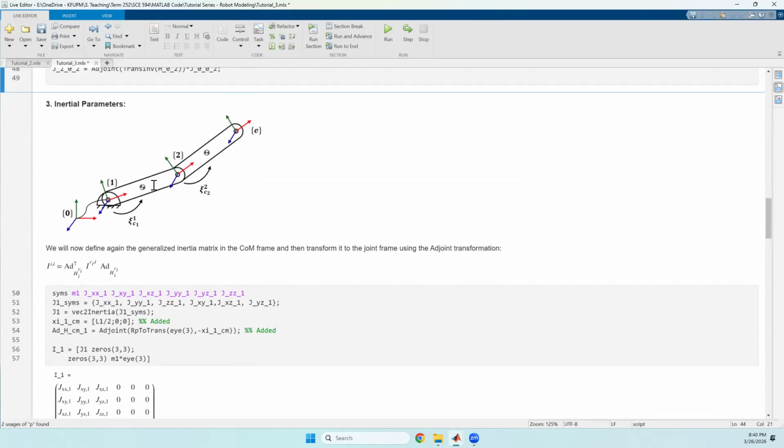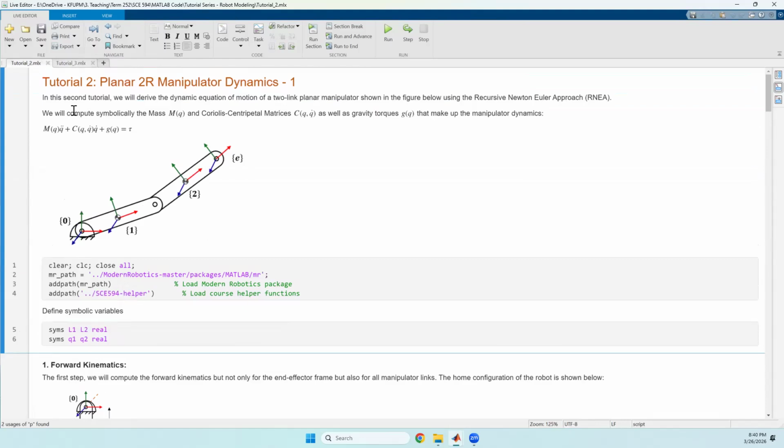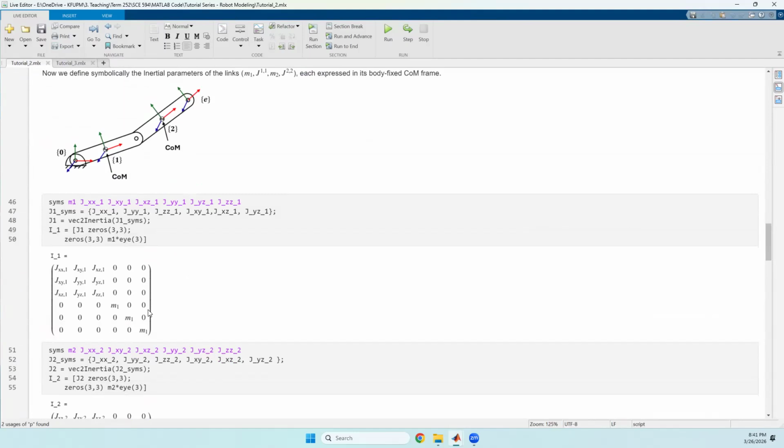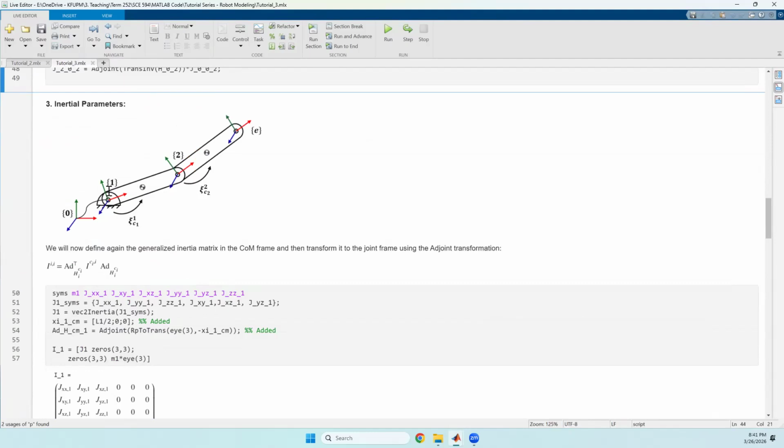And the reason is that the expressions that we derived earlier for the generalized inertia are only valid if you place the frame at the center of mass. Since we now have a displacement between the center of mass and the frame that we chose, we also need to define the location of the center of mass. So this is the new thing that should be provided.